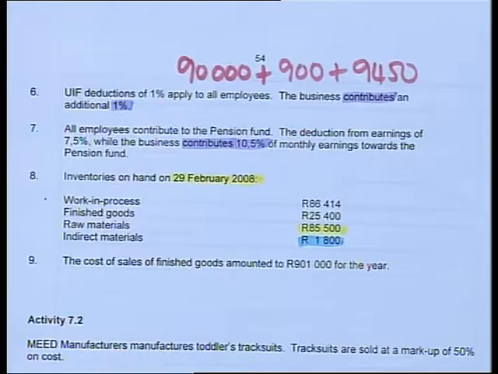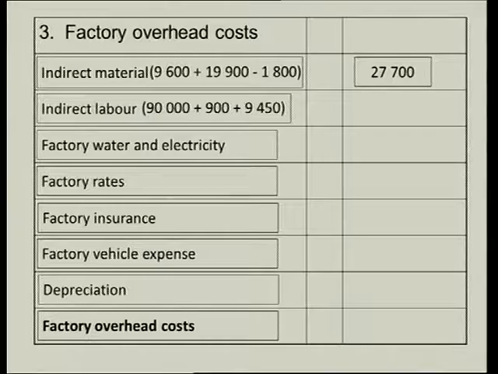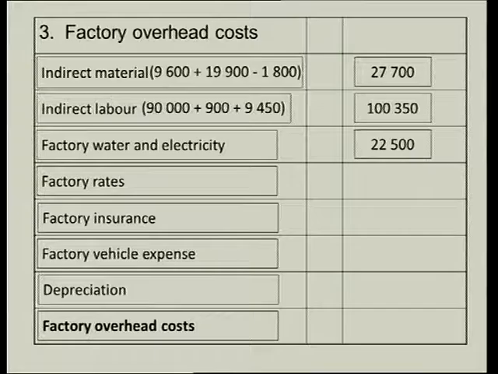And we're nearly done. There we go. That's our indirect labor, factory foreman. 1% UIF contribution. 10.5% is our pension fund contribution. And we get 100,350, and I'm hoping that people are working ahead. There we have water and electricity 22,500. Remember, we worked it out and now we're just putting it in.